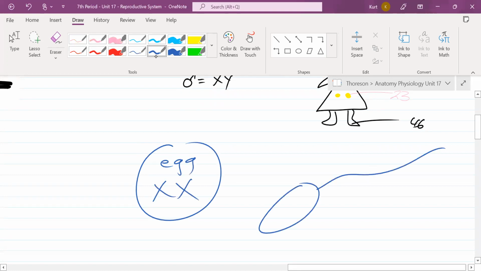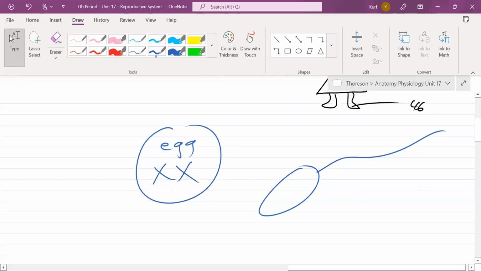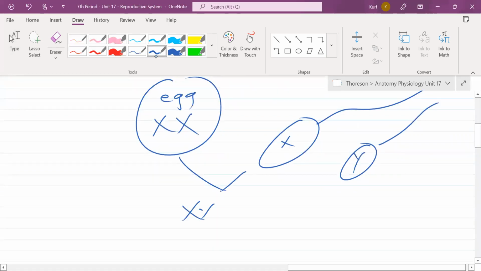So how many chromosomes does a sperm cell have? How many sex chromosomes does a sperm cell have? 1. All right, so it could be X or it could be Y. So what if this egg fertilized that sperm? It's going to be XXX. Or if that egg fertilized that sperm, it's going to be XXY.